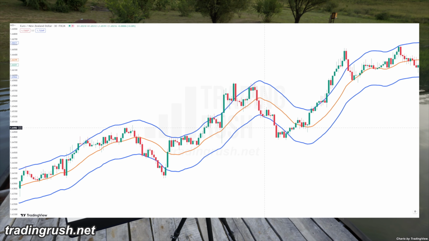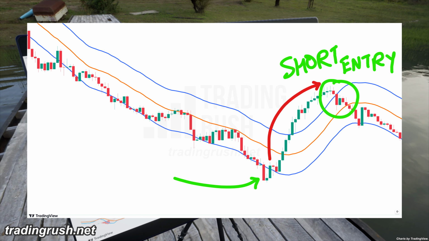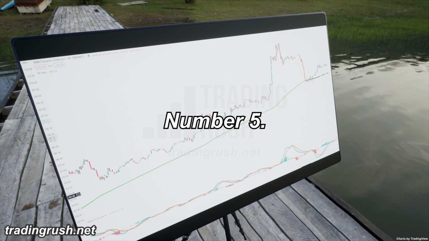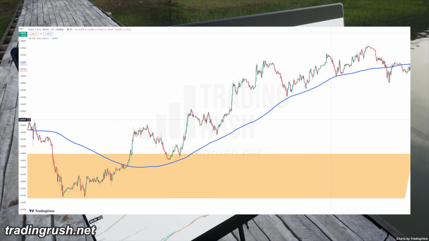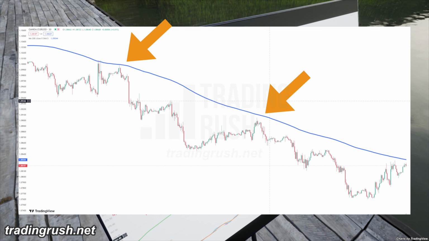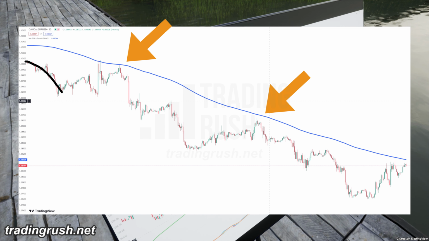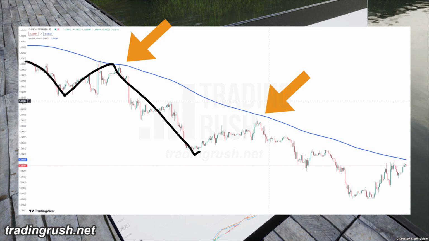Otherwise, it's an effective way to identify the strength of trends and pullbacks, and it can be especially useful for beginners. And number 5. On this chart, watch how the price interacts with these levels. In a downtrend, the 200-period moving average acts like a barrier. The price drops, then climbs until it hits the 200-period moving average and starts to drop again.